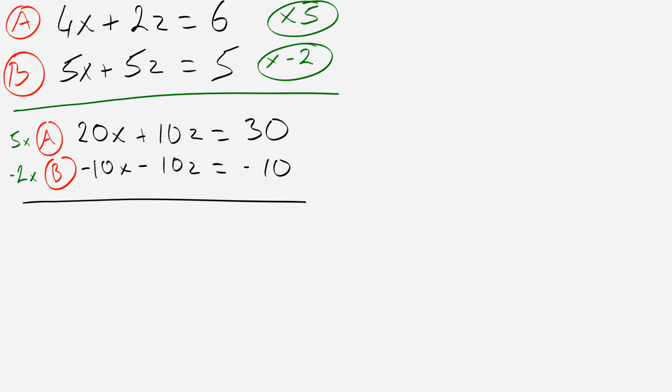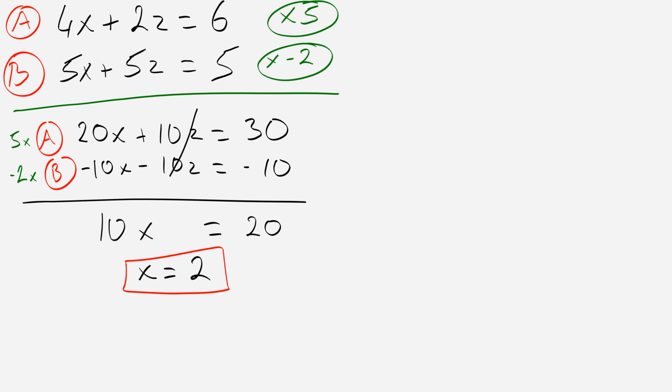Now, adding these two lines, I'm going to get 10x equals 30 minus 10, which is 20. So therefore, x is equal to 2. So there's my first solution: x is equal to 2. Once you get your first solution, you fill back into equation A or equation B to get the next solution.